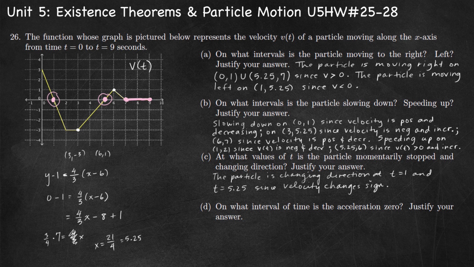And part D, on what interval of time is the acceleration 0? The acceleration is 0 when the derivative of velocity is 0. Where's the derivative of our velocity graph 0? The derivative is going to be 0 between 2 and 3, but not at the endpoints there. And then between 7 and 9, but not at those endpoints there. So 2, 3, union 7, 9, since v prime of t equals 0.